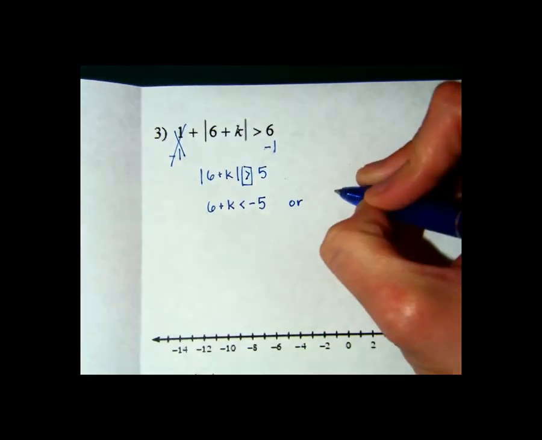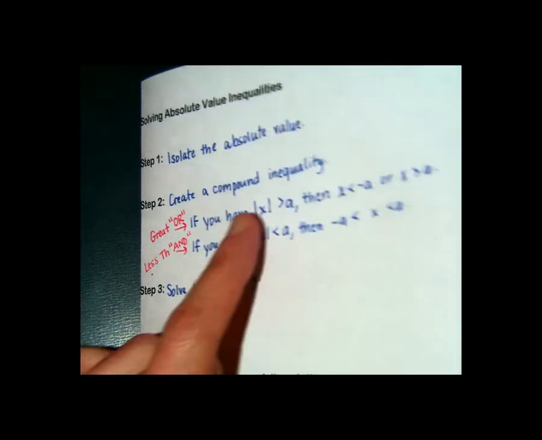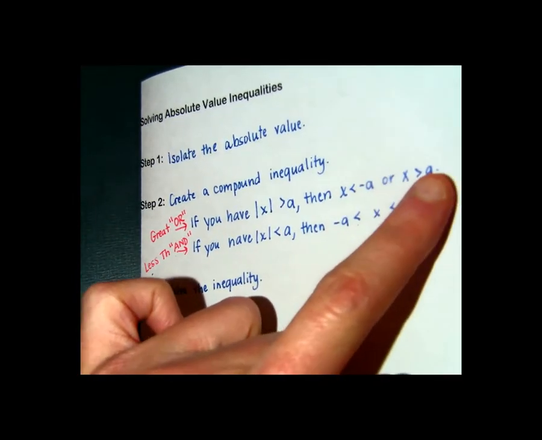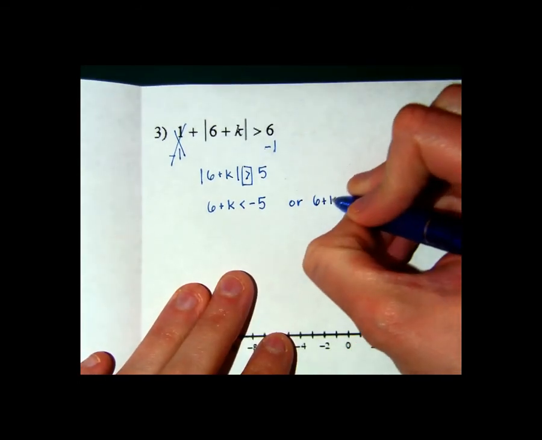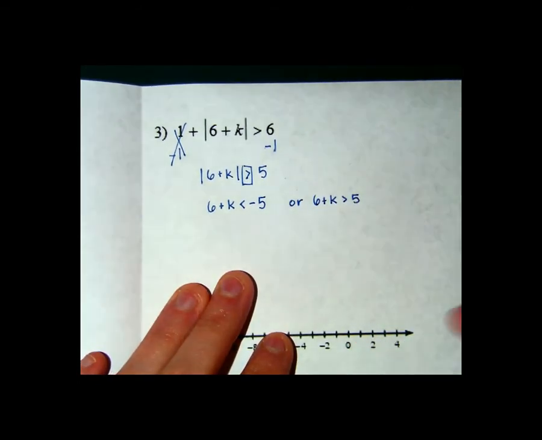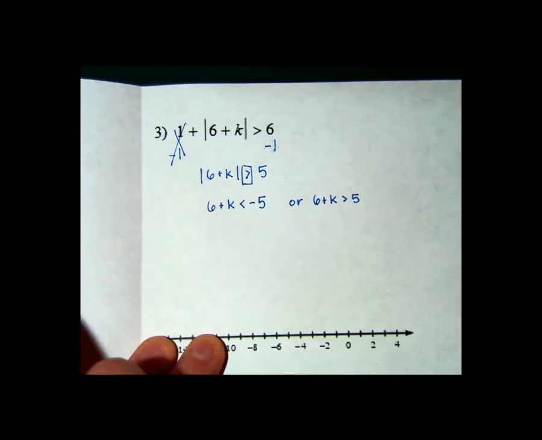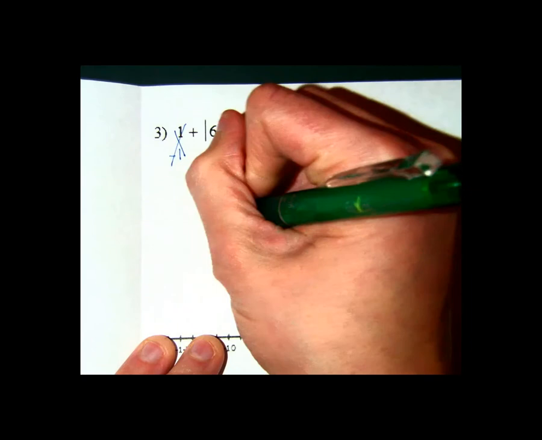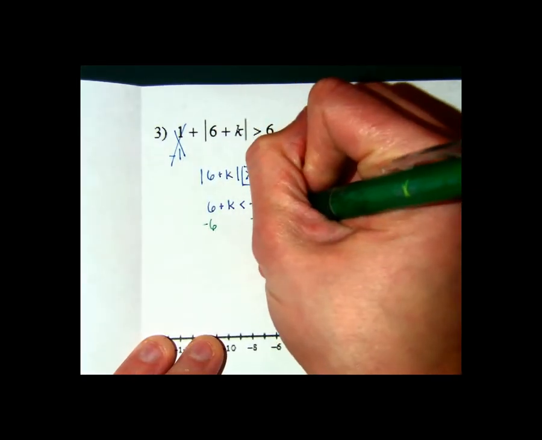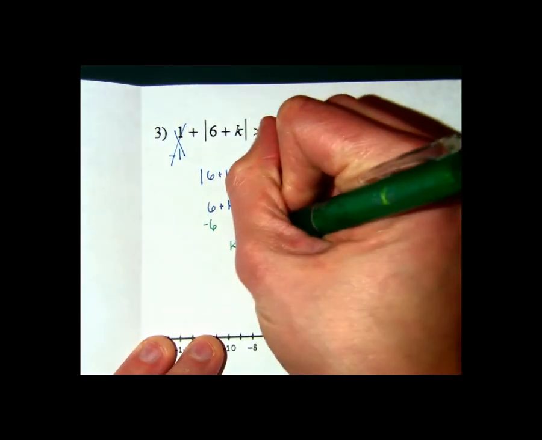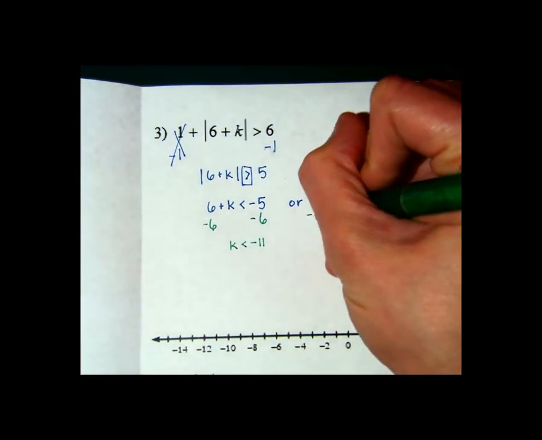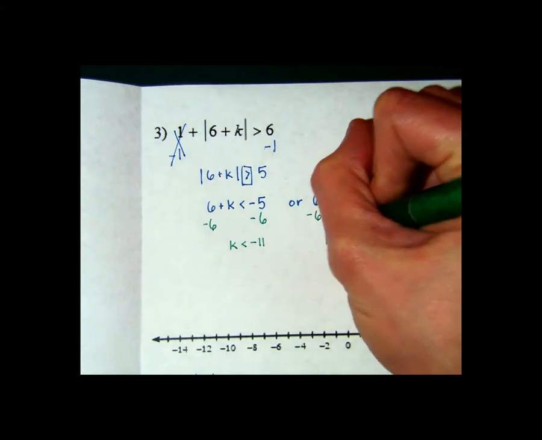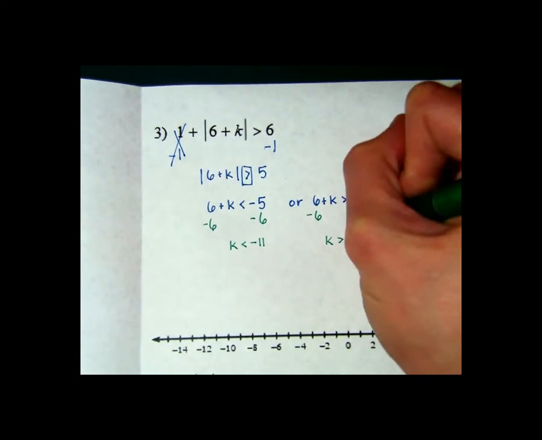Or, let's look back at our steps. Or, x is greater than a positive number. So, or 6 plus k is greater than 5. The only difference in this and what I did a few minutes ago is now I have to solve them both, and I have to solve them both separately. So subtract 6. k is less than negative 11. Let's do the same over here. Subtract 6. k is greater than negative 1.